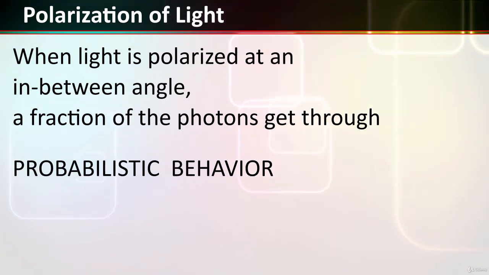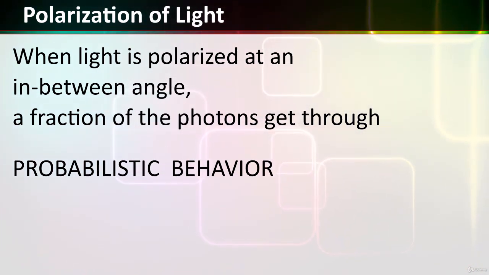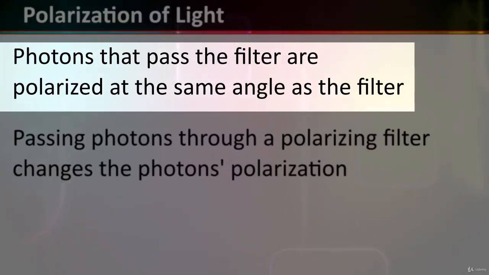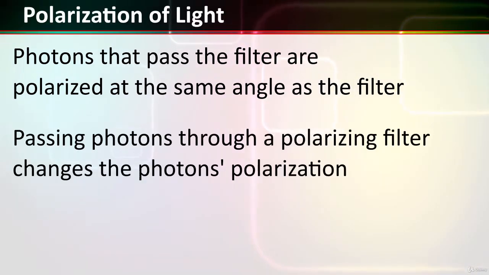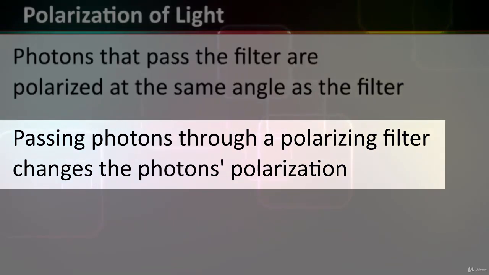But for any filter angle that is not aligned, a fraction of the photons get past the filter. Those that get past the filter are polarized at exactly the same angle as the filter. To summarize, measuring a photon's polarization with a polarizing filter changes the photon's polarization angle.